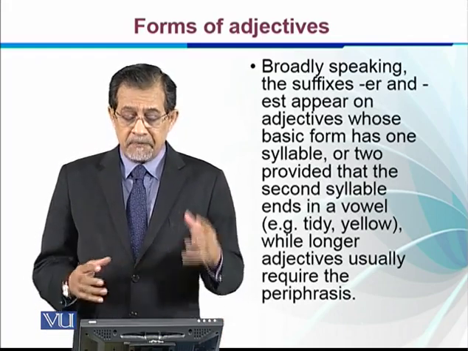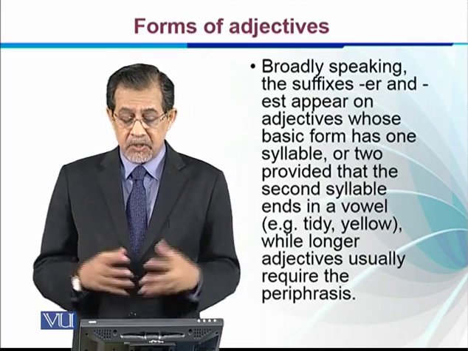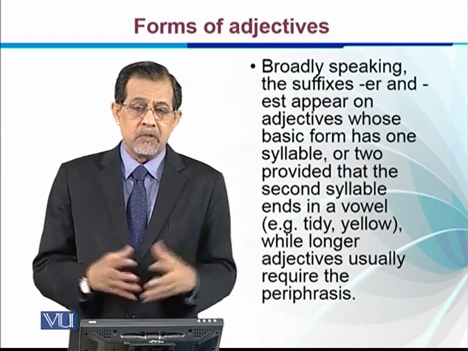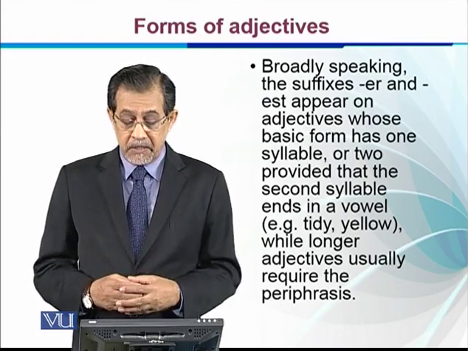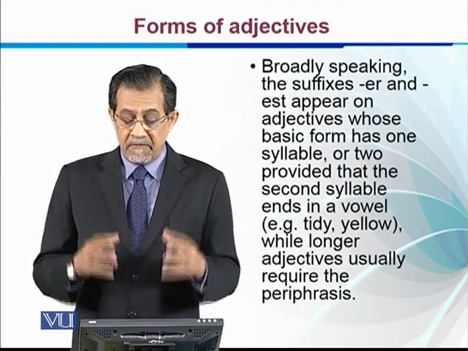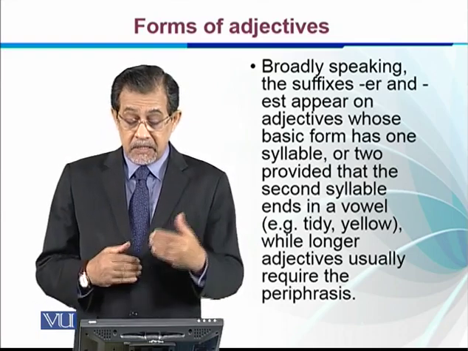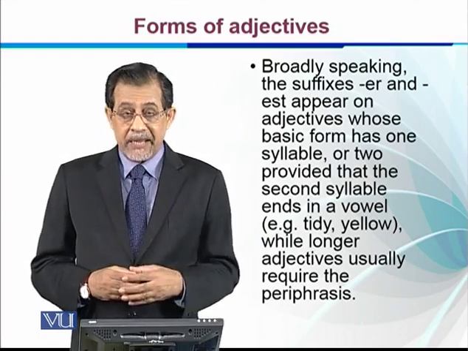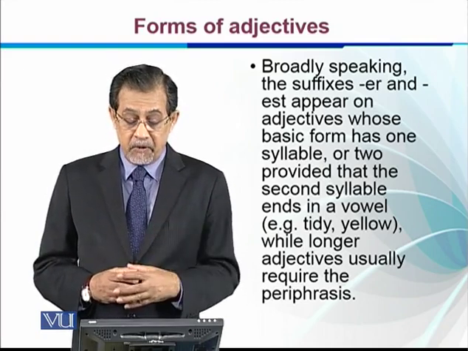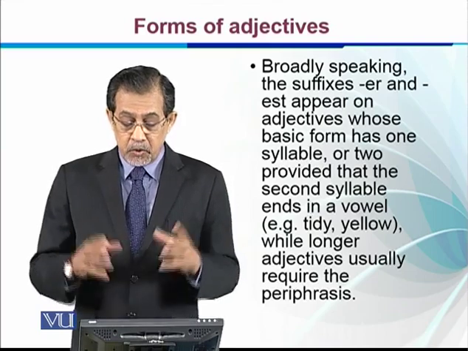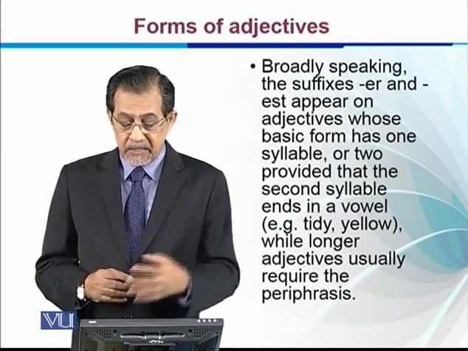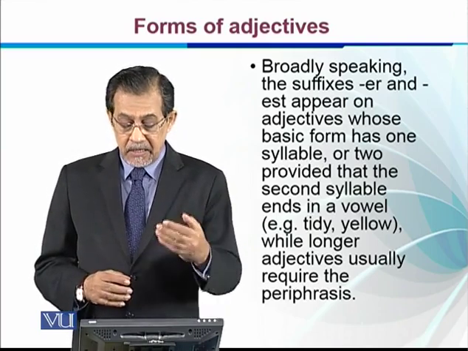Broadly speaking, the suffixes er and est appear on adjectives whose basic form has one syllable. That is the rule we've been taught at a very early stage. Or two, provided that the second syllable ends in a vowel. So there is an exception. Either the adjective should be of one syllable, or two, if the second syllable ends in a vowel sound, as it does in tidy and yellow.